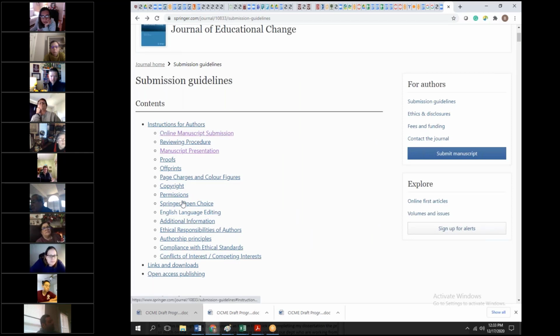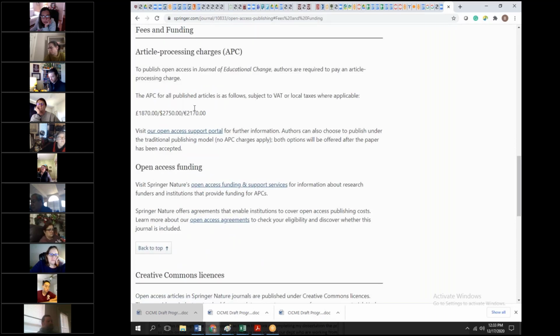So you want to read all of this information trying to find the right journal for your paper. But the best thing for you to do is to ensure that you've got just about 8,000 words or so, so that'd always be the best thing to do. Then we look at ethics and disclosures. We look at fees and funding. So there is a fee associated with this.